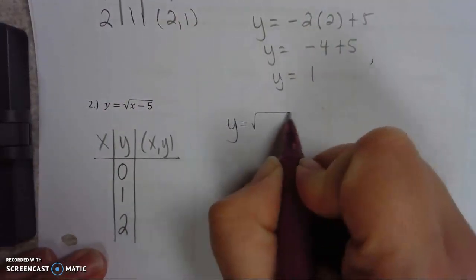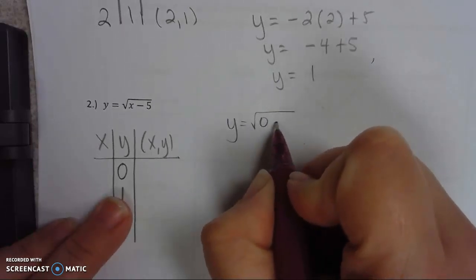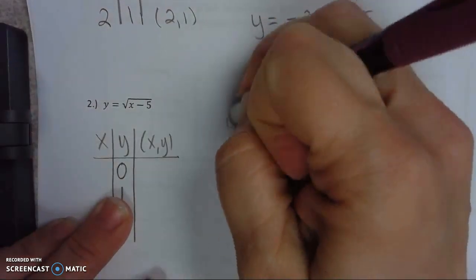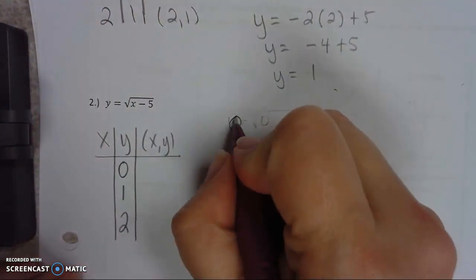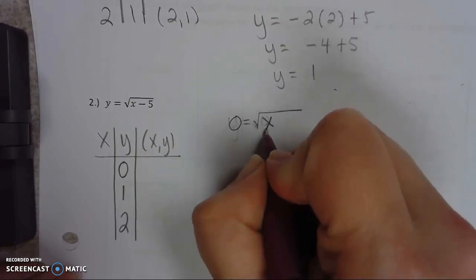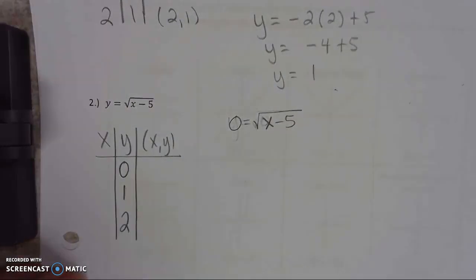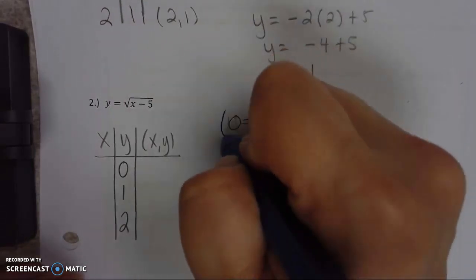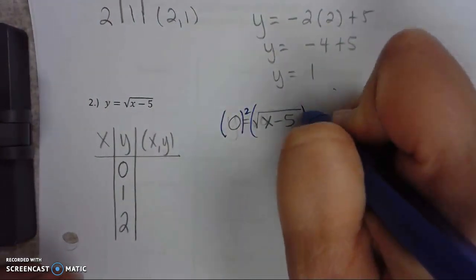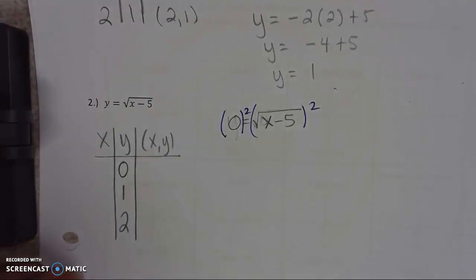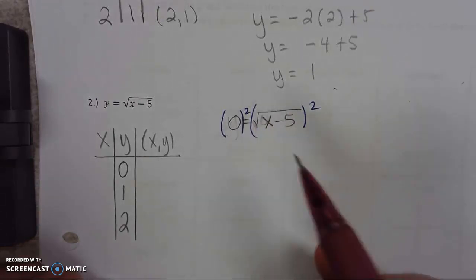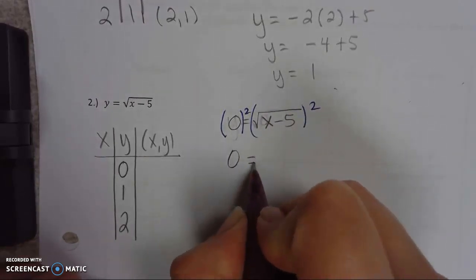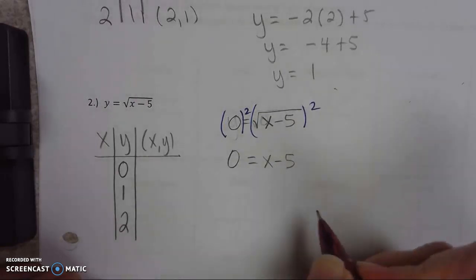So we'll say y equals the square root of 0. I did that wrong. Filled it in for the wrong one. Start that over. 0 equals the square root of x minus 5. And so we're solving for x. So we're going to square both sides. Remember that from when we were solving radical equations: to remove the radical sign, we square it. Since we're squaring the right, we have to square the left. So that'll give me 0 equals x minus 5.